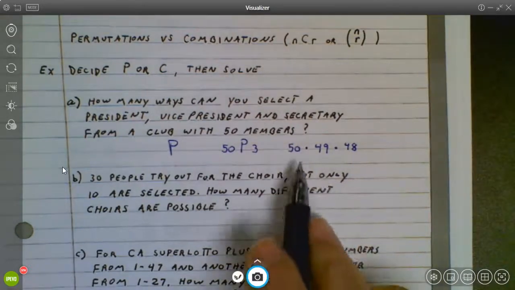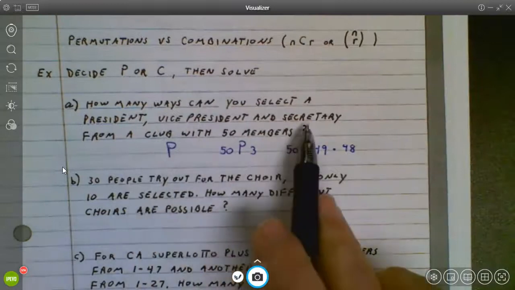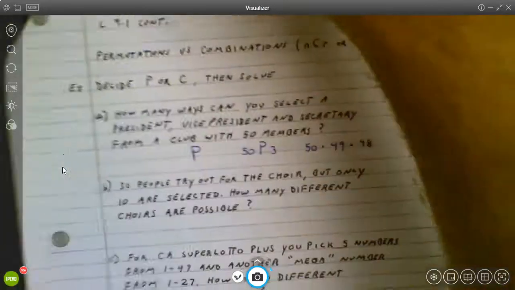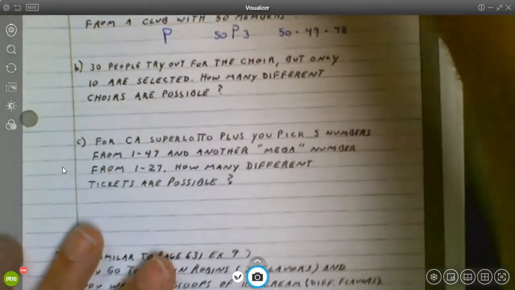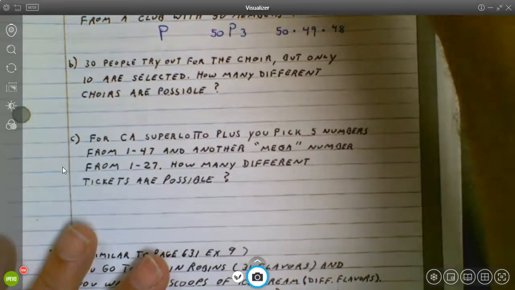But you see why it counts down, because these are different in value, right? The person I choose for president is president, right? Not secretary, not vice president. They can't play any role. They're given a specific job. So let's go on to the second one. So 30 people try out for choir, but only 10 are selected. How many different choirs are possible?